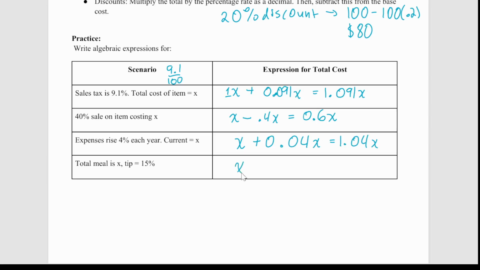So if your meal cost x dollars, then you have to add 0.15 times x to that meal, because 15% as a decimal is 0.15. Sorry, I think I said it backwards earlier; it's 0.15, what I have written. Then you combine like terms. x plus 0.15x would give you 1.15x. Because remember, all of these x's that are chilling by themselves do indeed secretly have a 1 right in front of them.